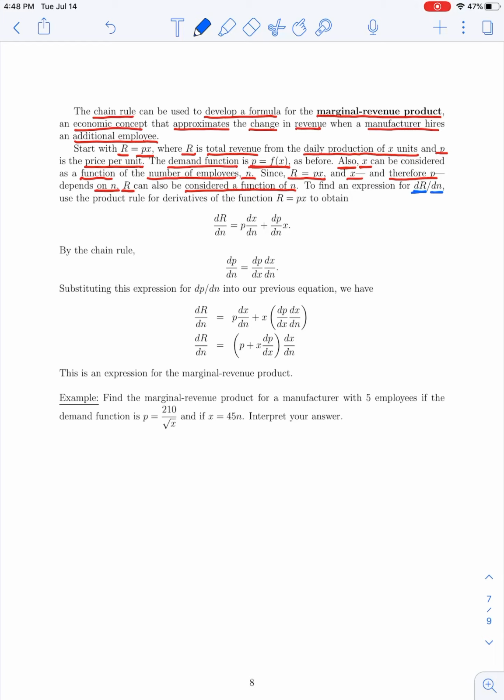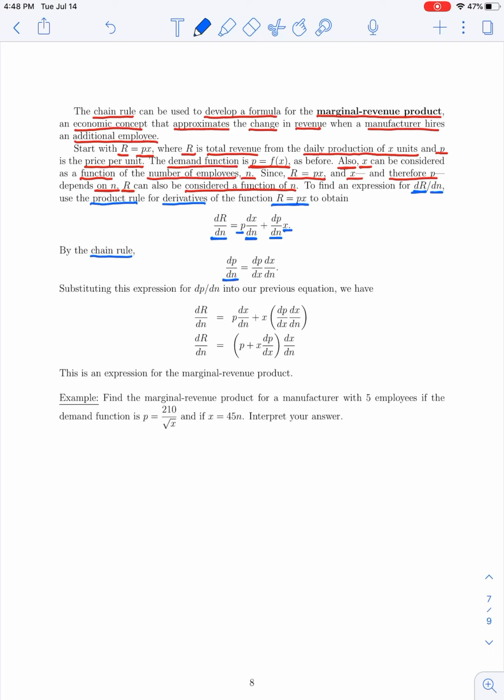So here, if we were to make use of the product rule for derivatives using the function r is equal to p times x, the product rule says the derivative of r with respect to n would be found by taking the first function times the derivative of the second function, dx dn, plus the derivative of the first function in our product, that is the derivative of p with respect to n, times the second function in our product, x.